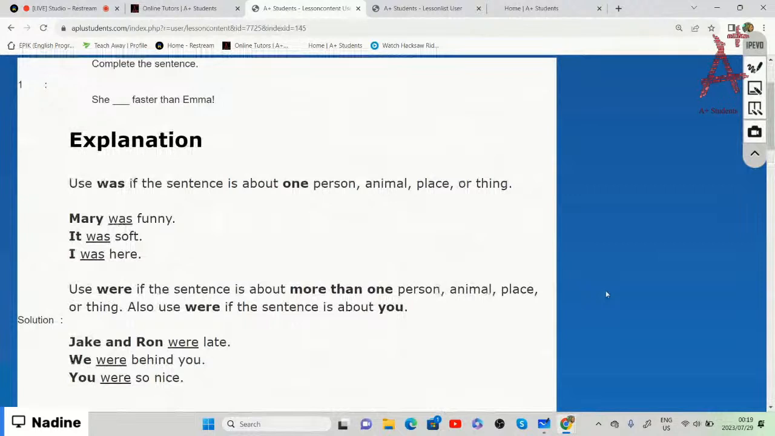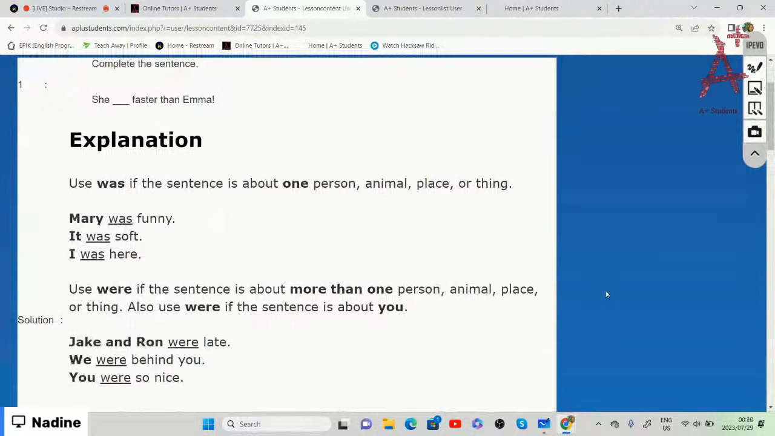For example, Mary was funny, right? So in the past tense, we use the word was. So Mary was funny. It was soft. I was here, right? So was within a sentence is about one person, animal, place, or thing.